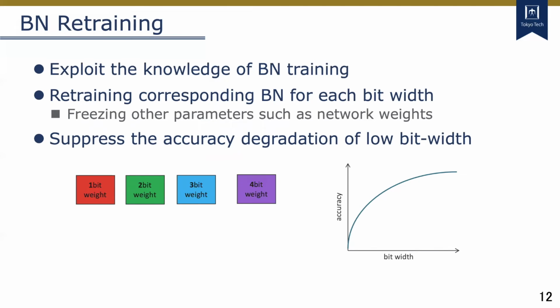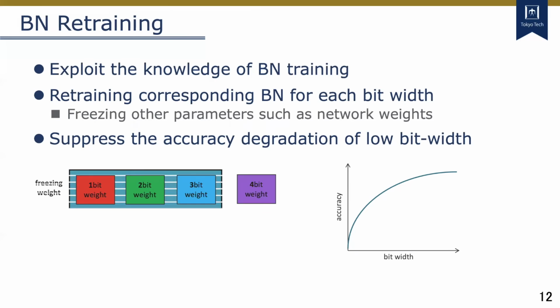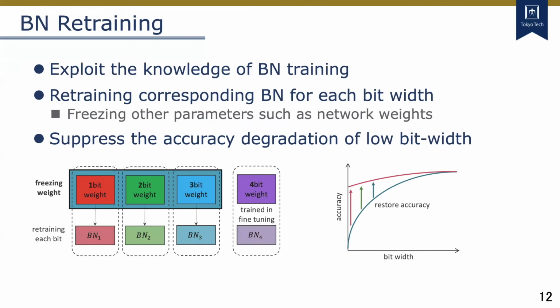However, there is a problem that the accuracy significantly deteriorates with the low bit BWB weights. Therefore, we used BN retraining to suppress the deterioration of accuracy. BN retraining targets only the BN parameters and all other parameters are fixed. By retraining each corresponding BN for each bit width from 1 bit to n bit, accuracy can be restored with low bits. And BN uses less memory than the other parameters, and BN-only training has a low training cost.